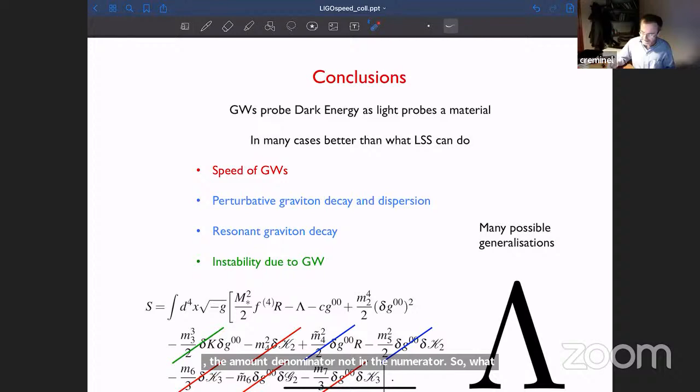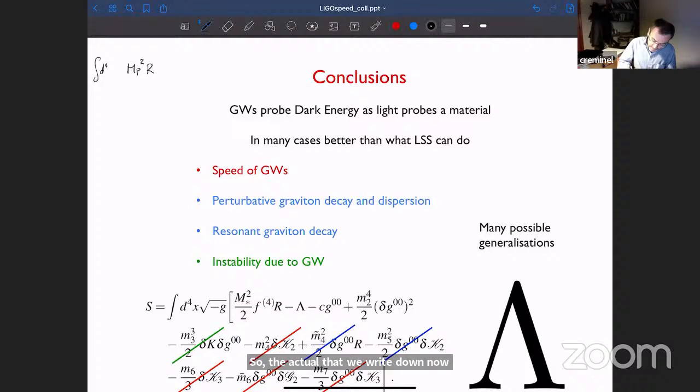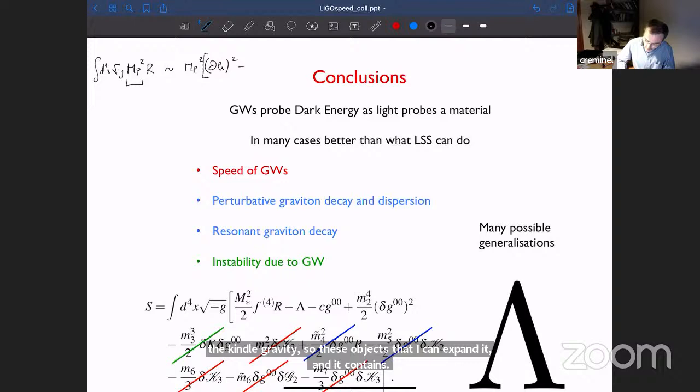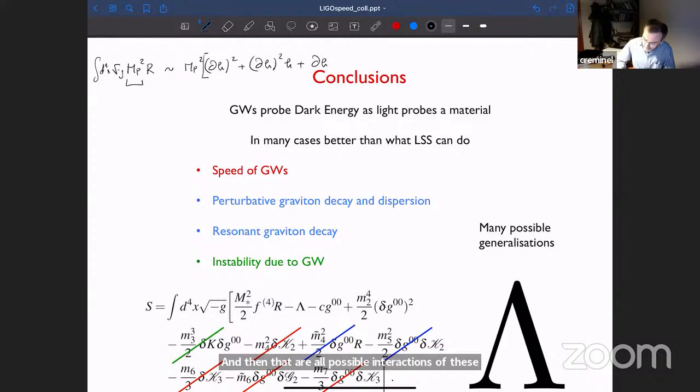It's a good question. What happens is just a question of normalization. Let me start with something you may be familiar with. Even in the case of gravity, the action that we write down is this, right? You're right, here there is a mass scale at the numerator, but usually when I study quantum field theory, as I go to higher and higher order, I have mass terms in the denominator. This comes just from normalization, because in the case of gravity, I can expand this object, and it contains a quadratic term for gravitational waves, and then there are all possible interactions of this form. Schematically, of course, there are a lot of indices contracted.